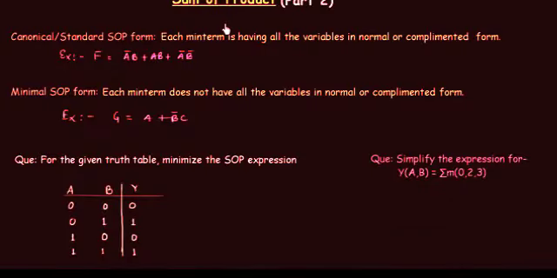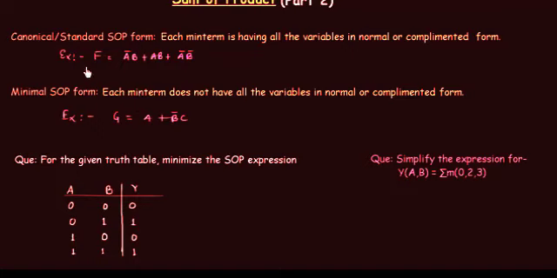In the last presentation, we completed the sum of product, and it is of two types. The first one is the canonical or standard SOP form, and the second one is the minimal SOP form. Let us revise it quickly, then we will solve two problems that I have already written here. In canonical or standard SOP form, each minterm is having all the variables in normal or complemented form.